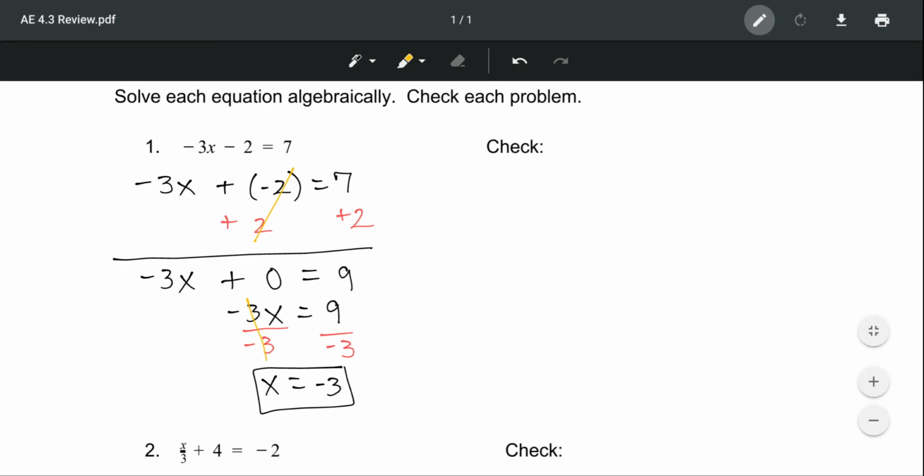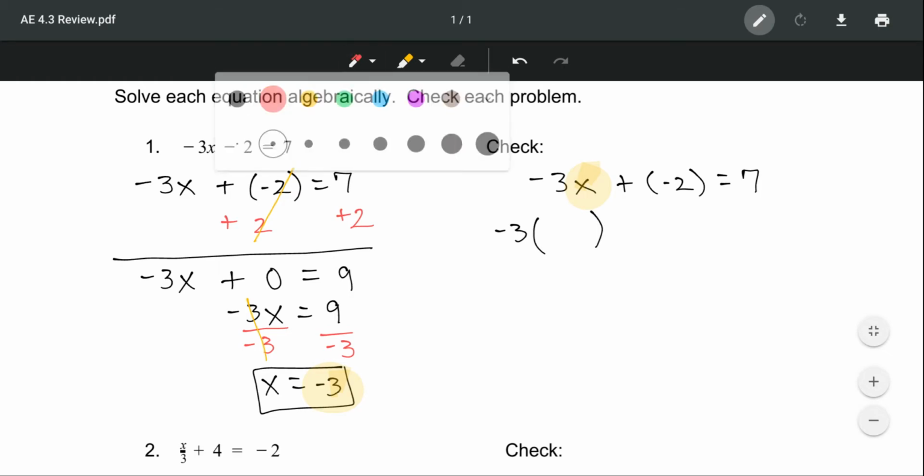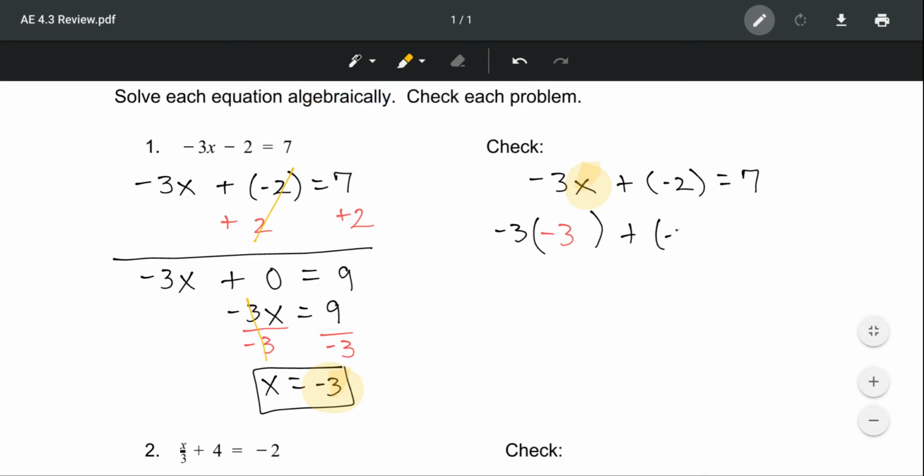Now to check, you rewrite the original problem. So I'm going to rewrite it as negative 3x plus negative 2 equals 7. And now you want to replace x with your answer, which was negative 3. So you have negative 3 times the value of x, which is negative 3, plus negative 2 is going to equal positive 7.